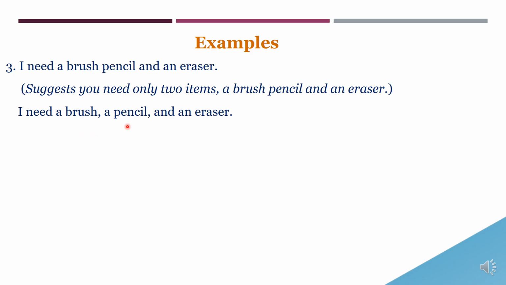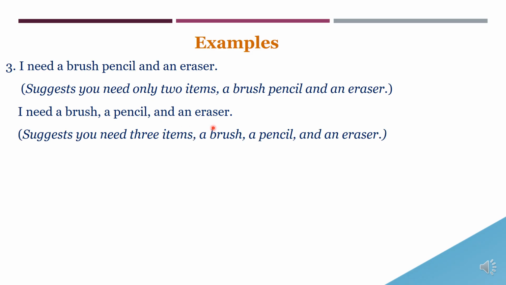Now, read the sentence again. I need a brush, pencil, and an eraser. Now, what does this sentence suggest? It suggests you need three items, a brush, a pencil, and an eraser. See, in the above sentence, without a comma, it meant you need only two items, a brush pencil and an eraser. But after placing a comma after brush, it meant you need three items, a brush, a pencil, and an eraser. Okay? You can see the difference.